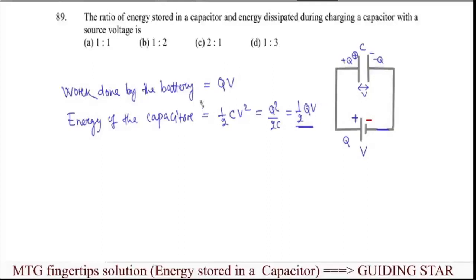Half QV. So in this particular case, this is the work done by the battery or work done by the source. Clear? That means this much energy is utilized by the source to move that Q amount of charge, but finally how much energy is gained by the capacitor.